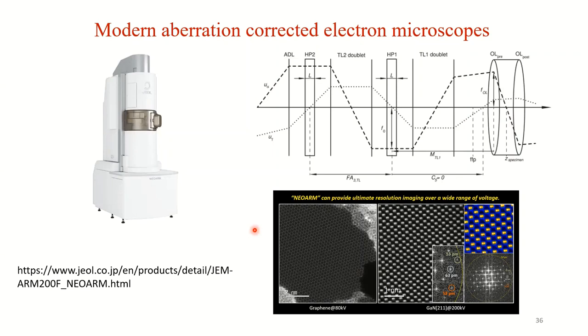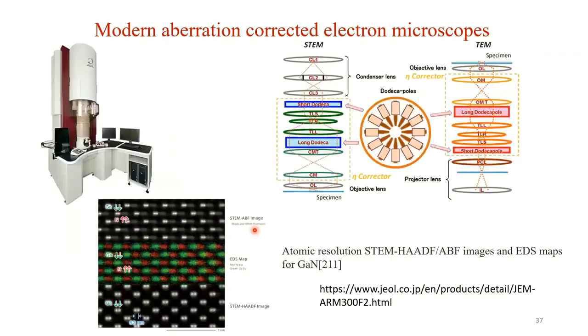And for STEM, you basically use Ronchigrams to see the aberration, the area which is aberration free, and you can know what convergence angle you can go up to without any significant compromise in the resolution.